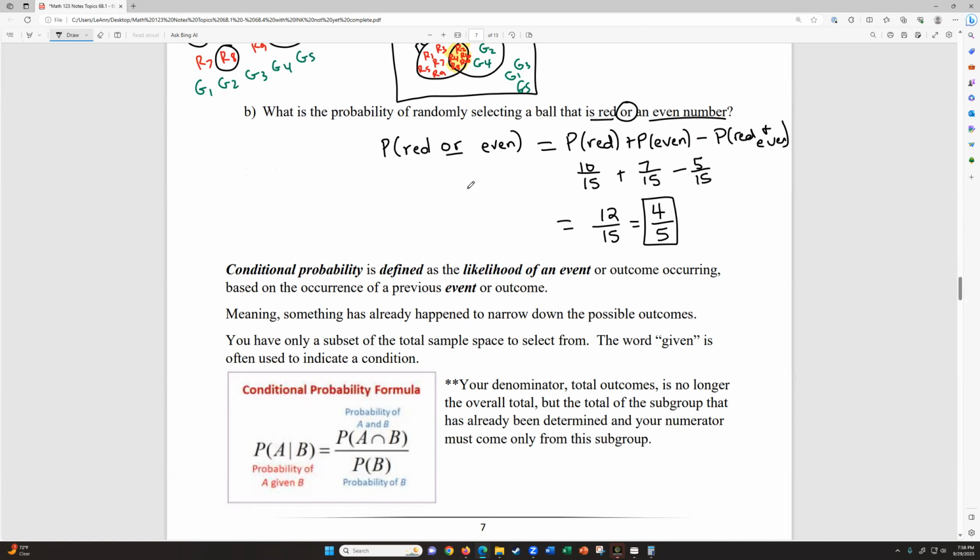paying attention. So conditional probability is our second topic, and it is defined as the likelihood of an event or an outcome occurring based on the fact that you already know something else about your outcome. So let me explain this the best way that I know how.